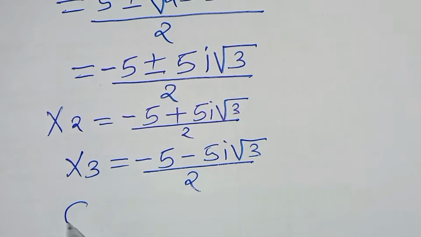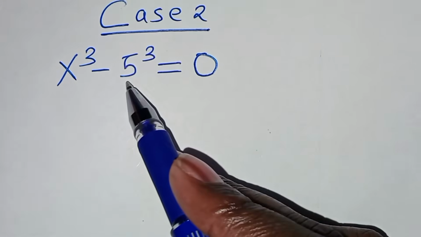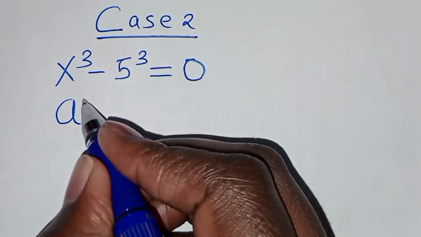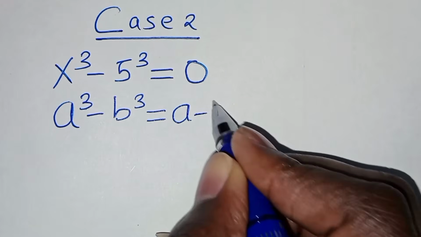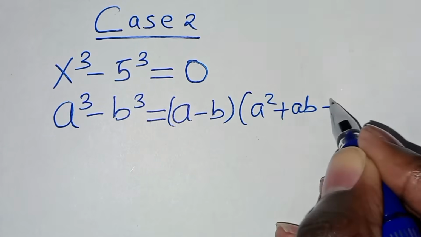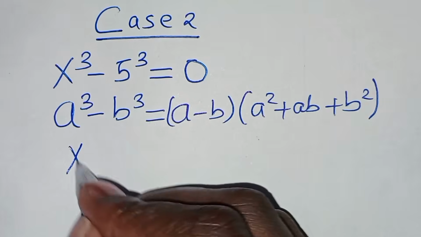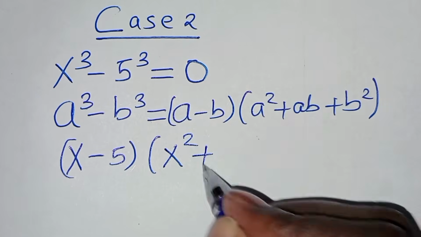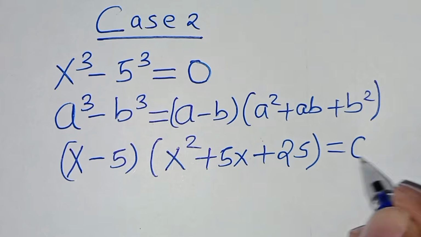So let's proceed to case 2. In case 2, we have x to the power 3 minus 5 to the power 3 equal to 0. This is the difference of two cubes, a to the power 3 minus b to the power 3, which we can express as a minus b, a squared plus a times b, plus b squared. Applying this identity, we find x minus 5, then x squared plus 5x plus 5 squared, which is 25. This is equal to 0.